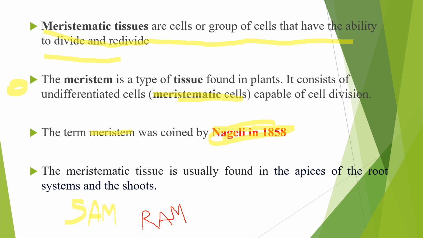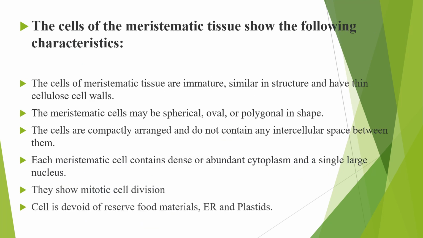So remember these points. Meristematic tissues have the ability to divide and redivide. These are undifferentiated cells and capable of cell division. The term meristem was first coined by Nageli in 1858. Meristematic tissue is usually found in SAM and RAM, that means shoot apical meristem and root apical meristem. The cells of meristematic tissue show the following characteristics. So what are the characteristic features of meristematic cells?